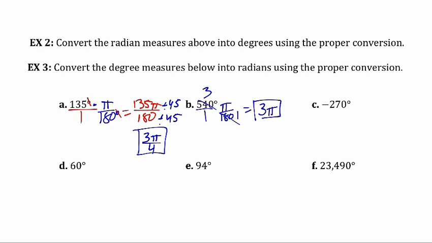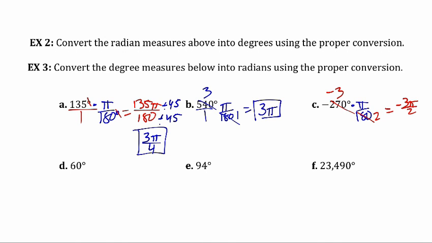Negative 270 degrees, we're going to do the same thing, multiply by pi over 180. 270 and 180, we can both divide those by 90. So this one ends up being negative 3, and this one ends up being 2. So we end up with negative 3 pi over 2.